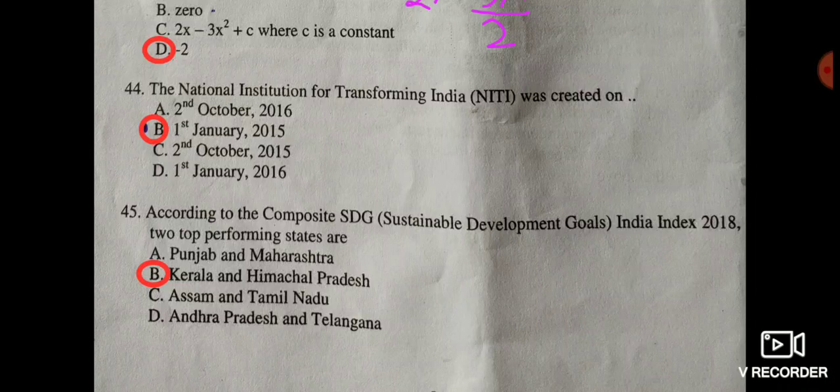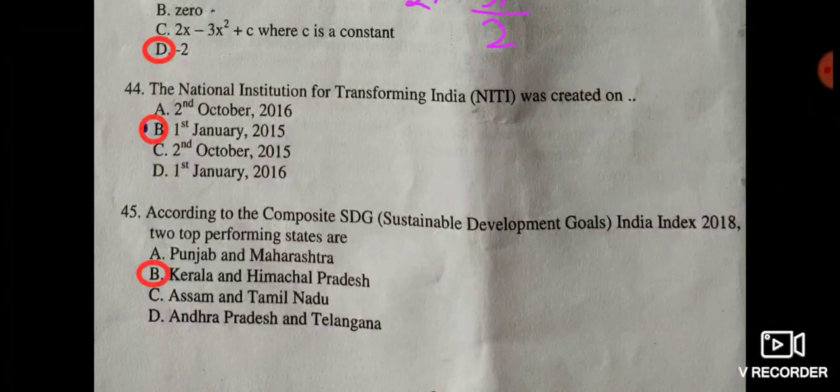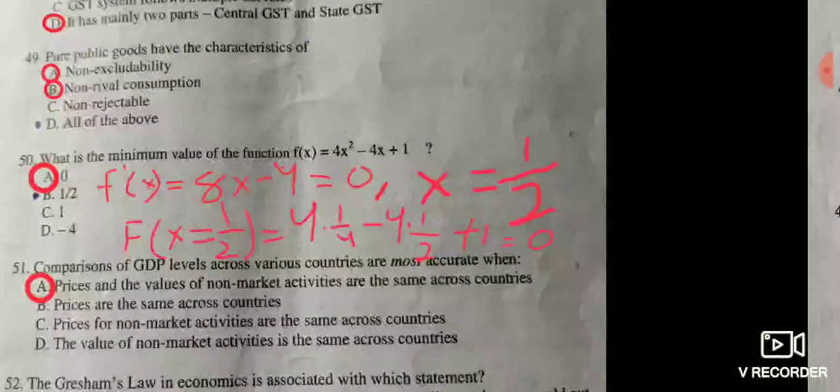Then next, the National Institution for Transforming India, that is Niti Aayog, was created on, and as we know, the Niti Aayog was created on 1st January 2015, which is given in option B. The next, according to the Composite SDG Sustainable Development Goals India Index 2018, the two top performing states are given in the options: Punjab and Maharashtra, Kerala and Himachal Pradesh, Assam and Tamil Nadu, Andhra Pradesh and Telangana. And here the correct answer is Kerala and Himachal Pradesh.